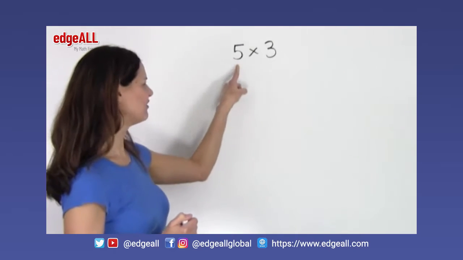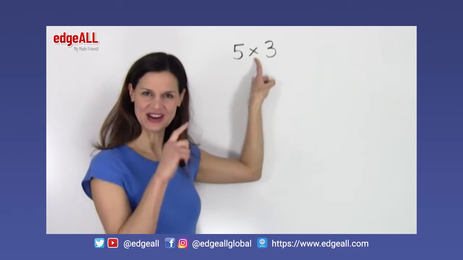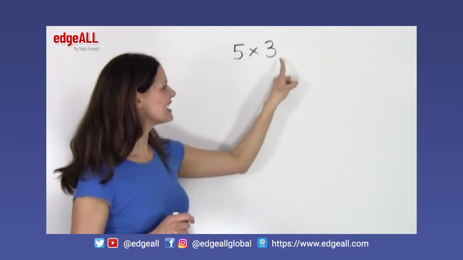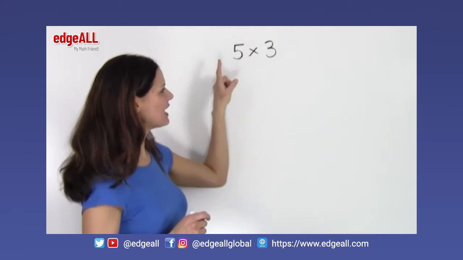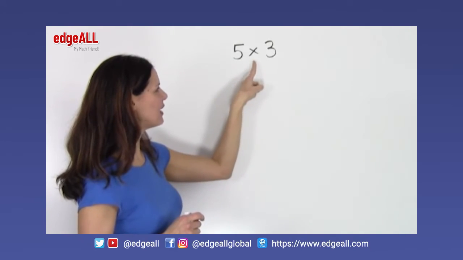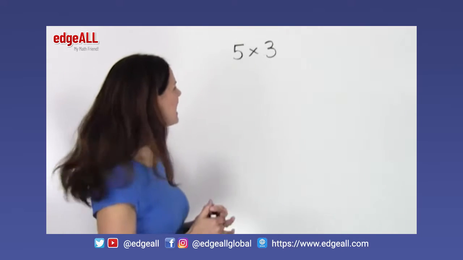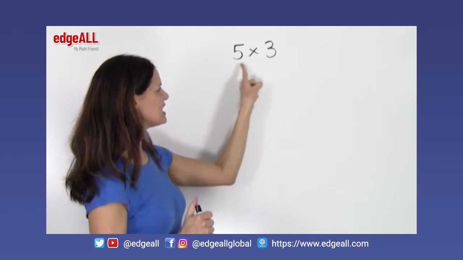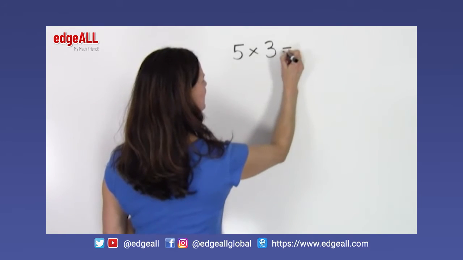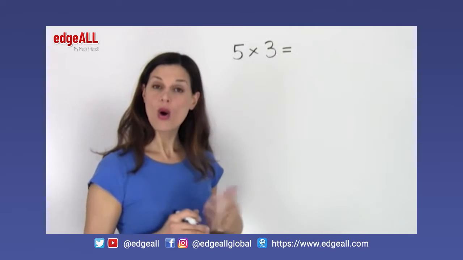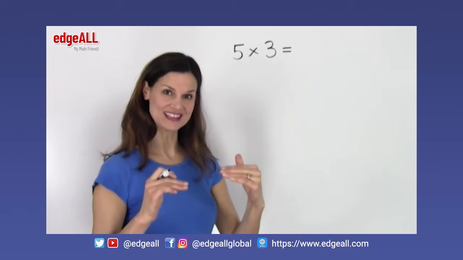We have a 5, and then we have our multiplication symbol here that's like an X, and a 3. So in this problem, we are trying to multiply 5 by 3. Now, I can write this a couple of ways. I can either write it as it is here horizontally in a line like this, and then put my answer over here. Or I can also write my multiplication problems vertically.